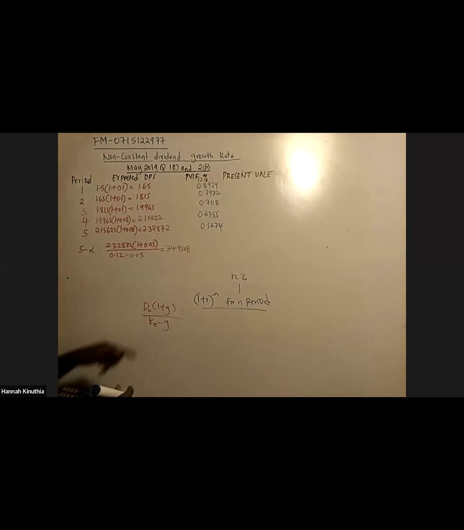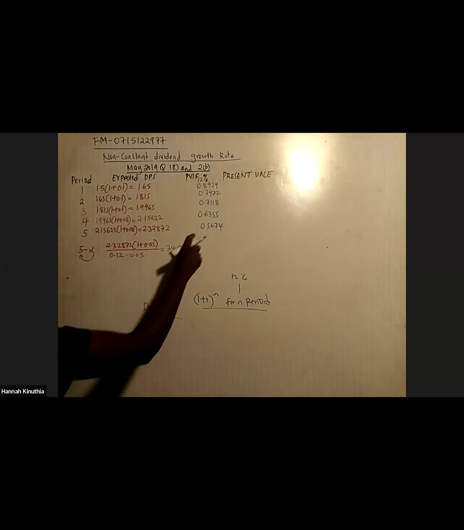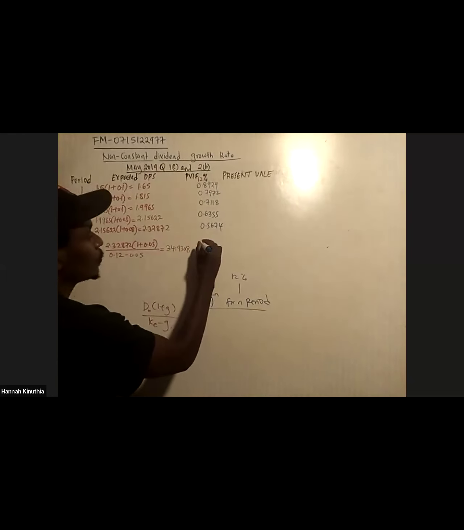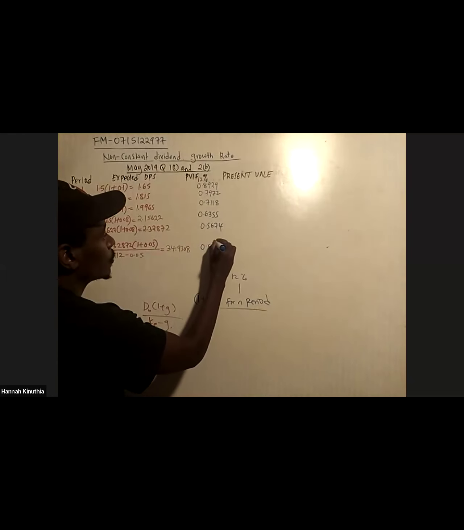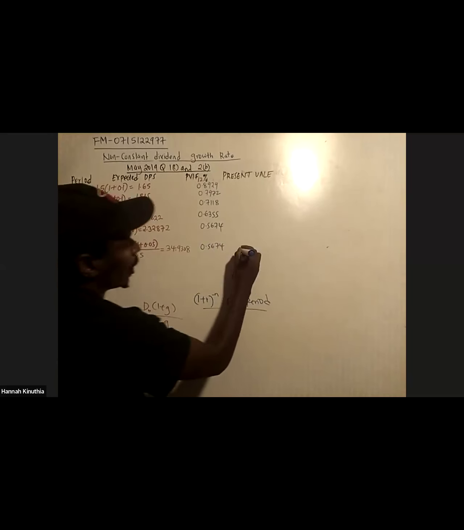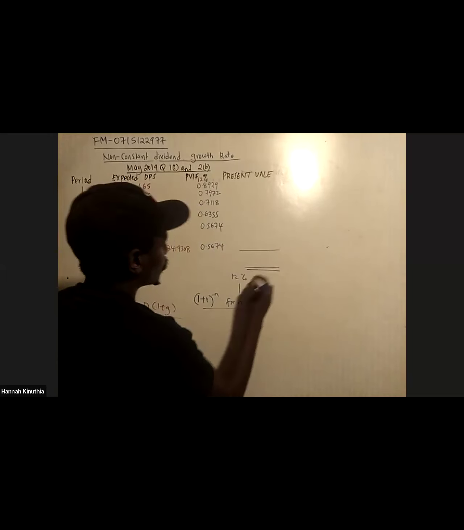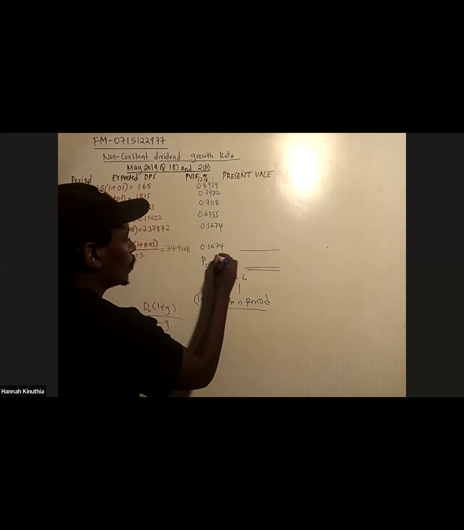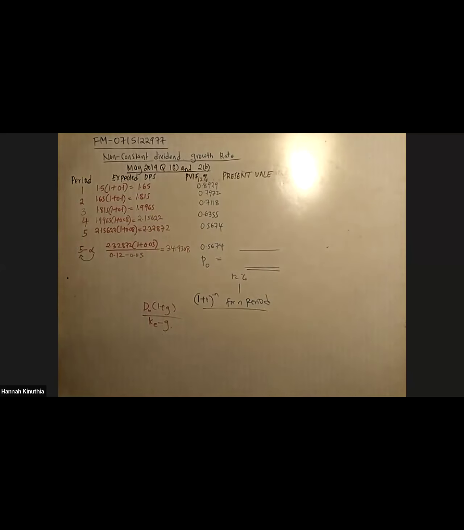Now this Gordon's model value has been derived from perpetuity up to year 5. Now we need to convert this from year 5 to 0, so we use the same rate in year 5, which is 0.5674. When you add these items together, we shall get our P0, which is our intrinsic value.